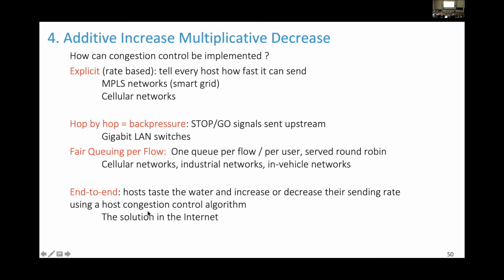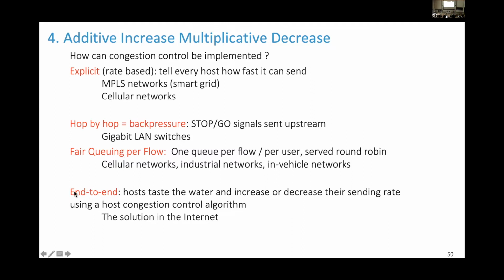In general, we have several ways to implement congestion control. The one in the internet, TCP congestion control, is called end-to-end. There are other ways, for example, explicit. Explicit is when you're connected with your phone to a base station, and the base station frequently tells you explicitly at what rate to send. That rate depends on the subscription that you have, how much you pay monthly, and also the busyness of the network. There are other approaches, like fair queuing per flow, which you will see in the next lecture.